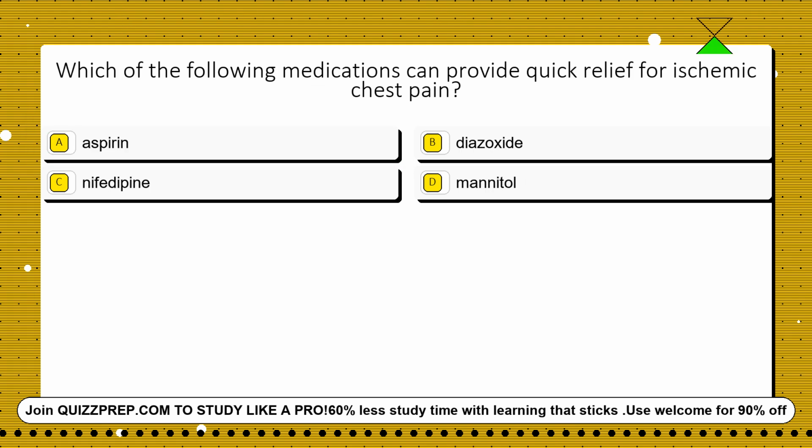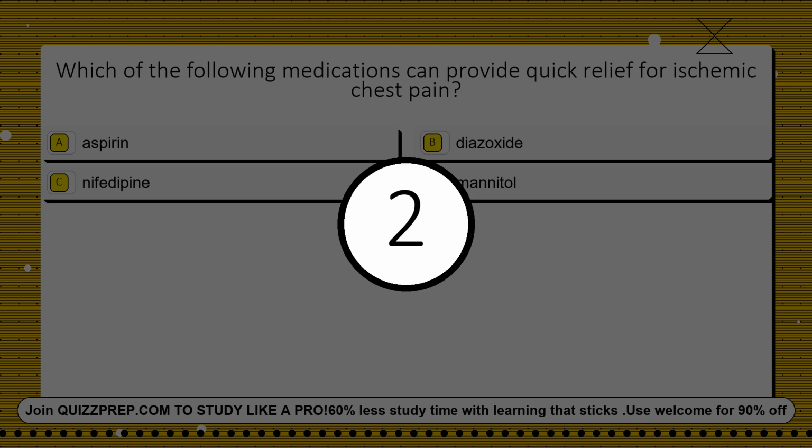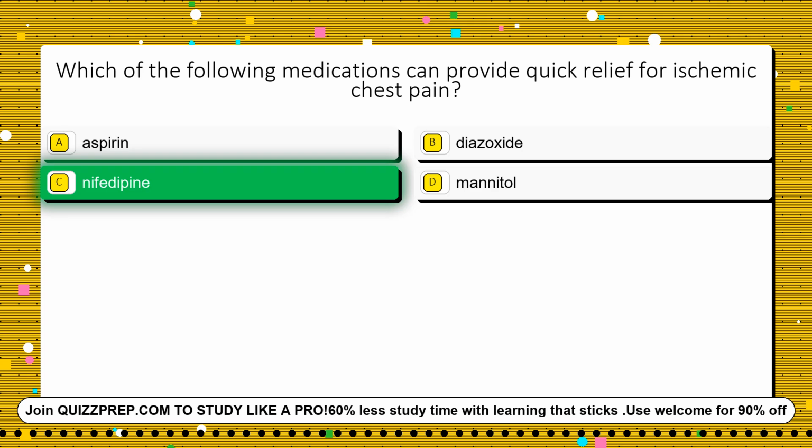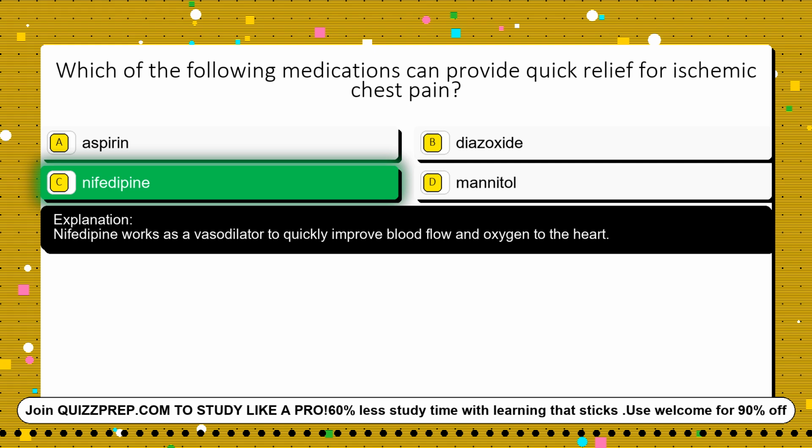Question 104. Which of the following medications can provide quick relief for ischemic chest pain? Option A, aspirin. Option B, diazoxide. Option C, nifedipine. Option D, mannitol. The correct answer is option C, nifedipine. Nifedipine works as a vasodilator to quickly improve blood flow and oxygen to the heart.